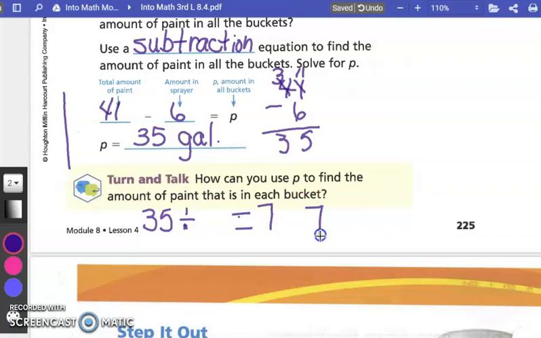Catherine, yes, we could have written a multiplication sentence with an unknown in it that equals 35. Yeah, you could write that down there. So what times 7 is 35? I heard several of you say it. 5. So how much is in each of his 7 buckets that are sitting over there? 5 gallons of paint, right?